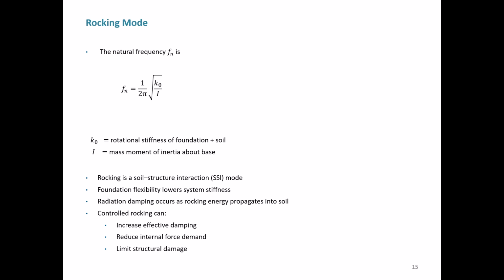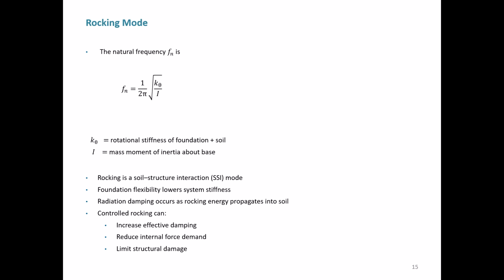The foundation flexibility lowers the system stiffness. Radiation damping occurs as rocking energy propagates into the soil. Controlled rocking can increase the effective damping, reduce internal force demand, and limit structural damage.